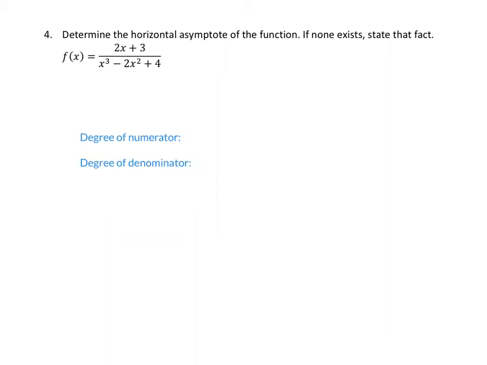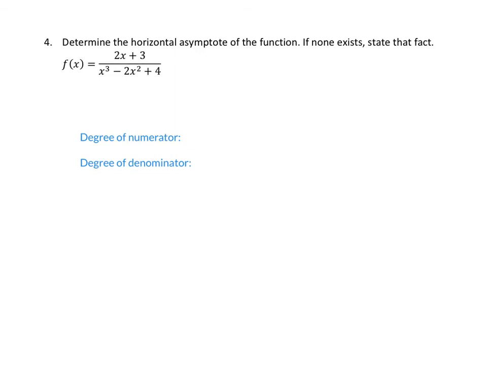In this next example, we also want to determine the horizontal asymptote of the function. So we're going to do the same thing. We're going to look at the degree of the numerator versus the degree of the denominator. The degree of the numerator in this case is 1. The largest exponent in the numerator is 1. The degree of the denominator is 3.